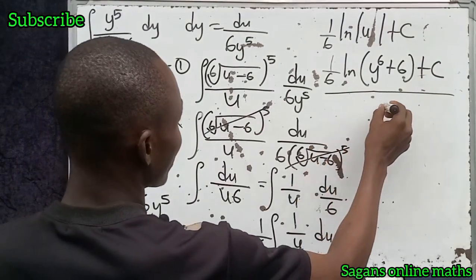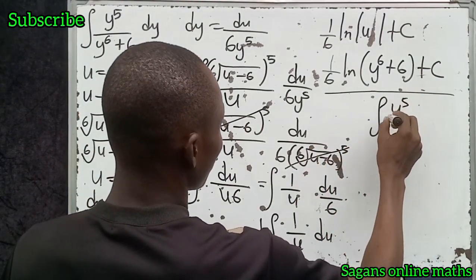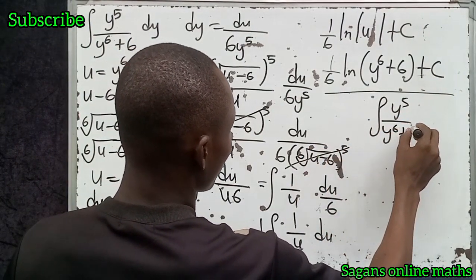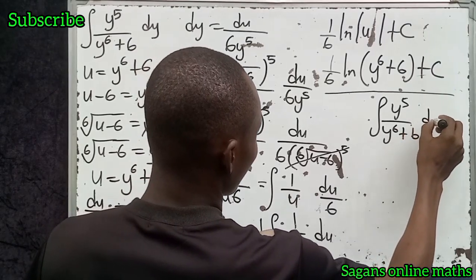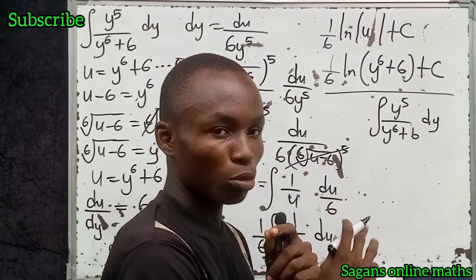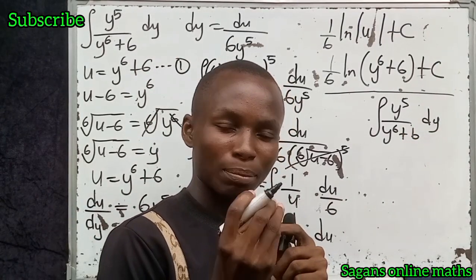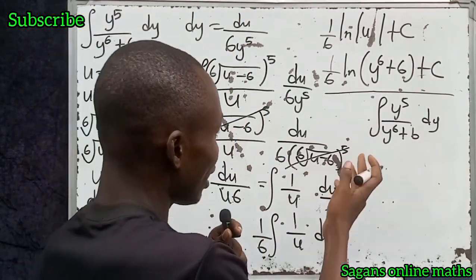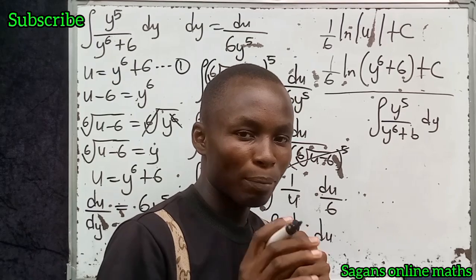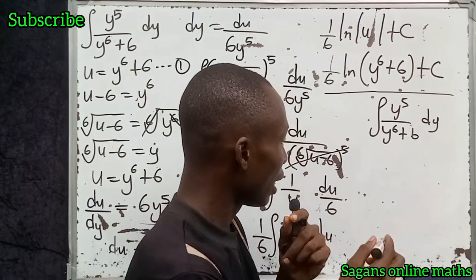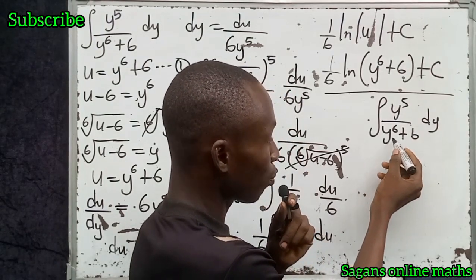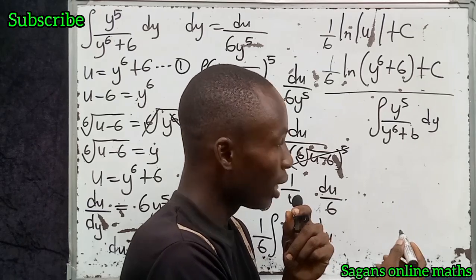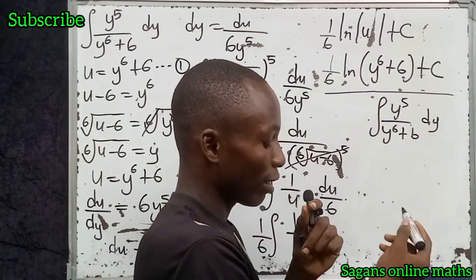Now, if you have the integral of y to the power of 5 divided by y to the power of 6 plus 6 dy, I've taught you guys how to deal with this problem smartly. Don't waste your time. Don't pass through all this I've done here. Now, there's another thing you're going to do here. Pay attention carefully. Look, the denominator here is y to the power of 6 plus 6, right? And the numerator here is y to the power of 5, right?